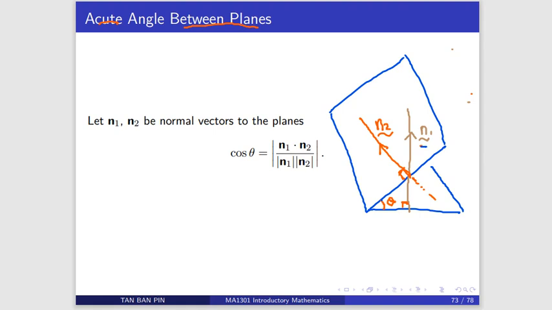We shall show that cosine theta is just n1 dot n2 over magnitude of n1 times magnitude of n2. Here we take the magnitude because we want cosine theta to be positive, so that you get the acute angle. When we talk about the angle between two planes, we just need to consider the acute angle between the two planes.